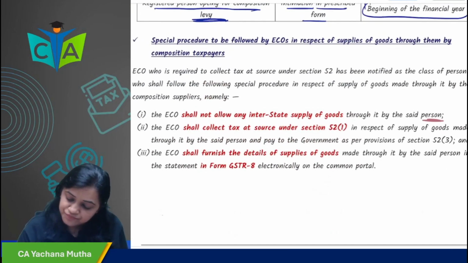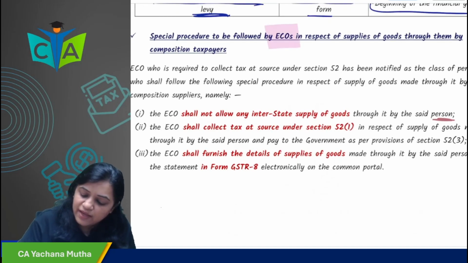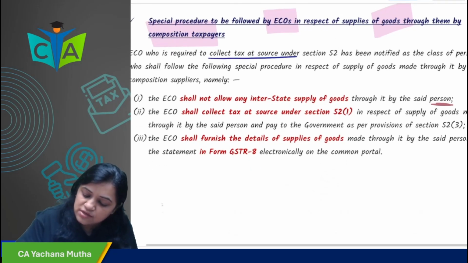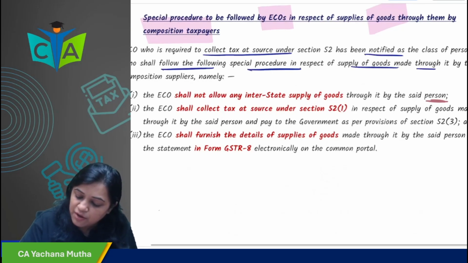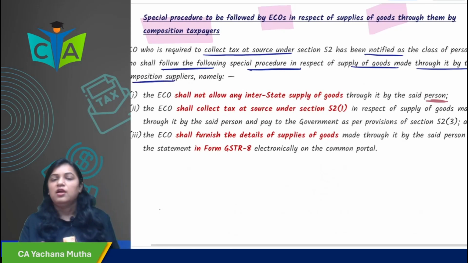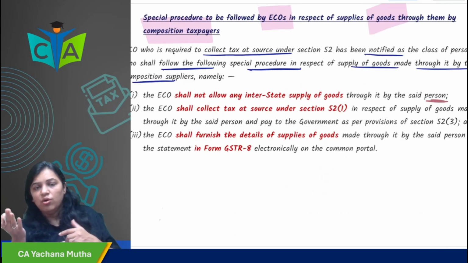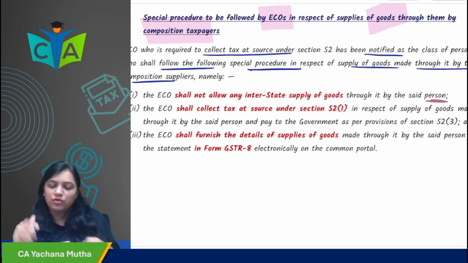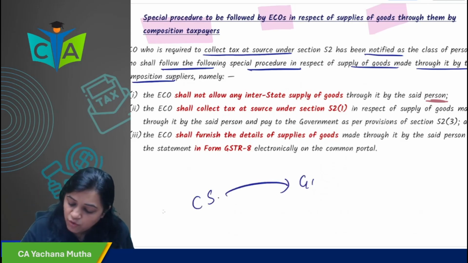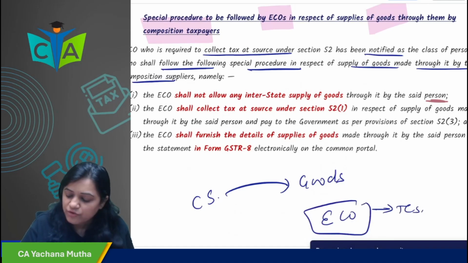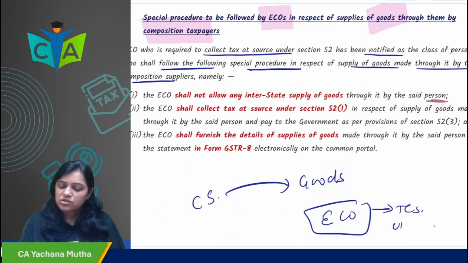And last in this chapter, the special procedure to be followed by ECO in respect of supply of goods through them by composition taxpayers. So the ECO who is required to collect TCS under section 52 has been notified as a class of person who will follow the special procedure in respect of supply of goods made through it by the composition supplier. Now if a composition supplier is supplying goods through ECO, which ECO? The one required to collect TCS under section 52. This composition supplier is supplying goods through any website ECO. The ECO is required to collect TCS under section 52.